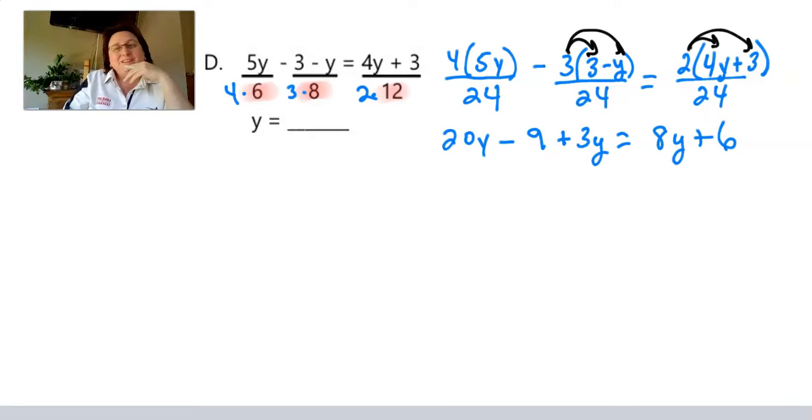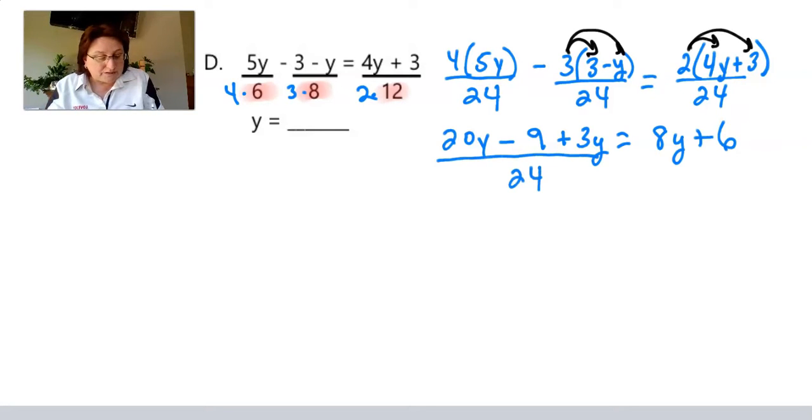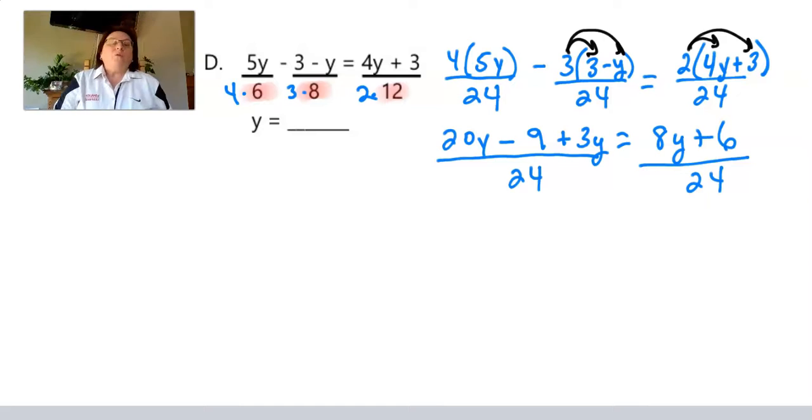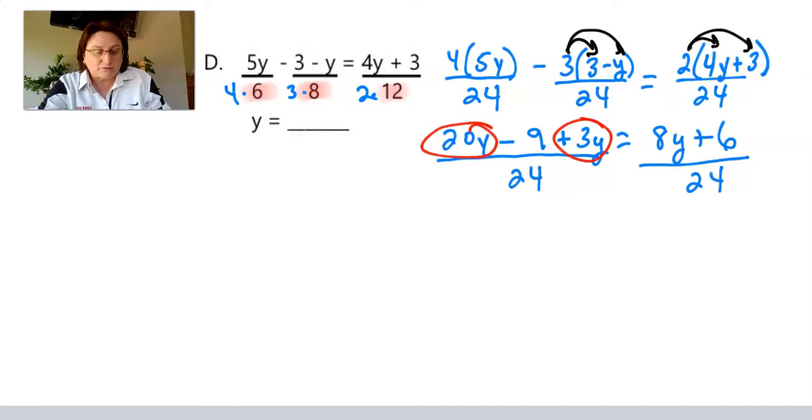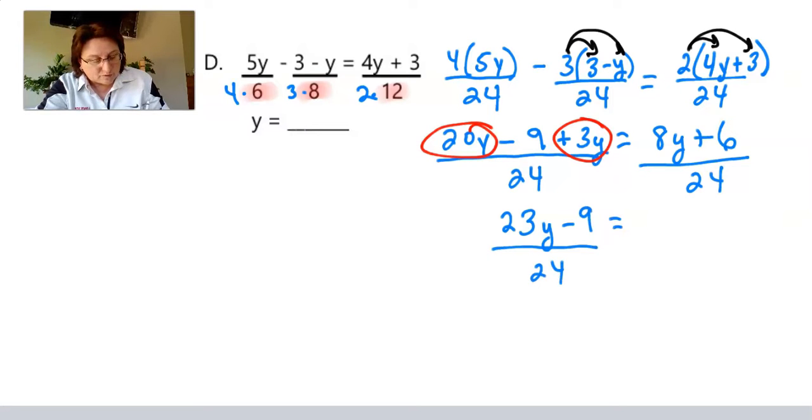Now that doesn't look quite as scary, except for the fact that, remember, all of this is over 24 and all of this is over 24. Oh, Miss Smith, why'd you have to put the fractions back in there? Well, guys, because we're dealing with the fractions. So let's start by combining the like terms in the numerator. I have 20y plus 3y, so I have 23y minus 9, over 24, equals 8y plus 6 over 24.